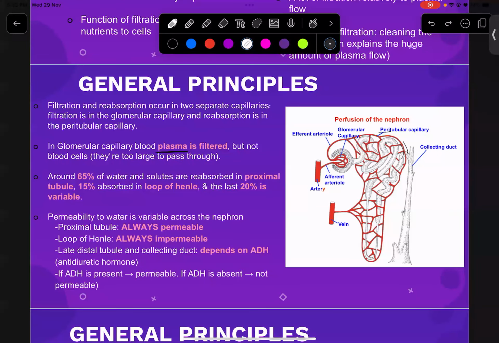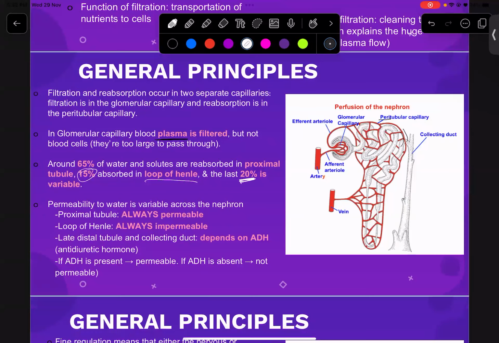And then after that, we have the loop of Henle, where 15% of the solutes are being reabsorbed. And then finally, we have 20%, which is variable. Just memorize these percentages, they're really important. Now, the reason I mentioned it's variable, I'll go over this in a second.